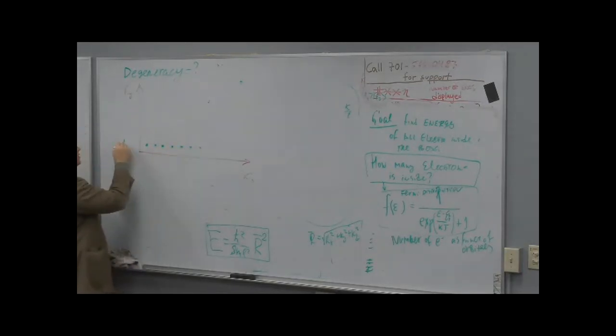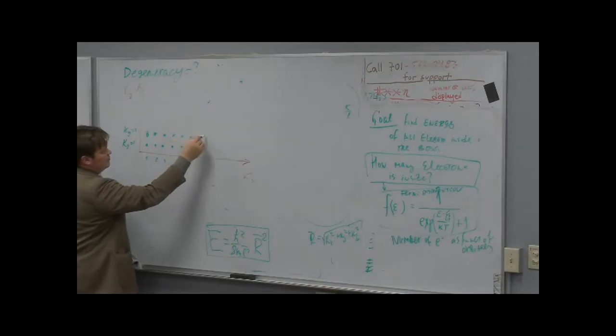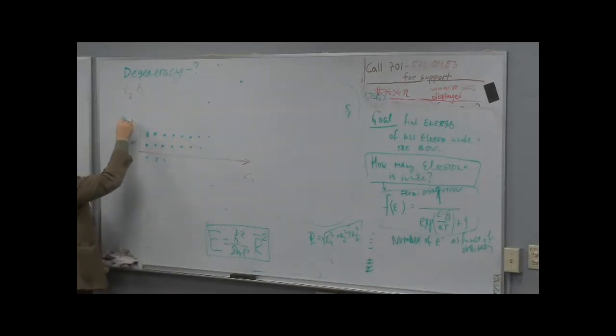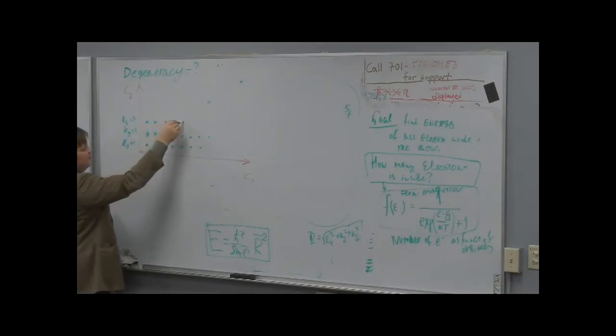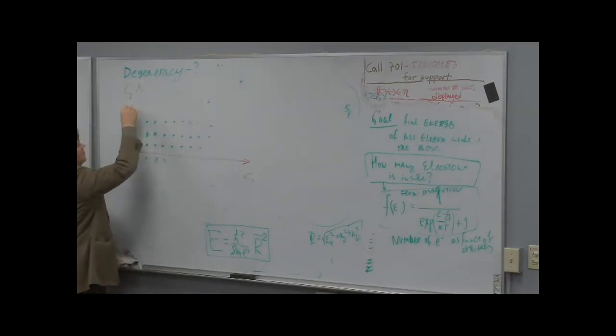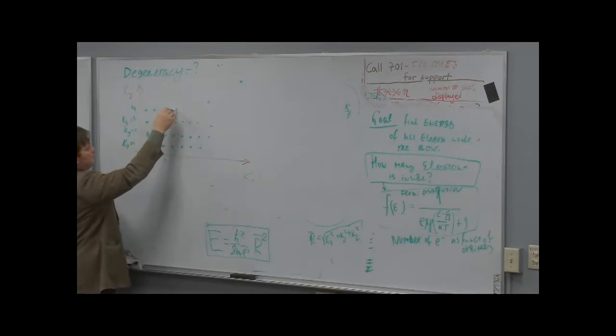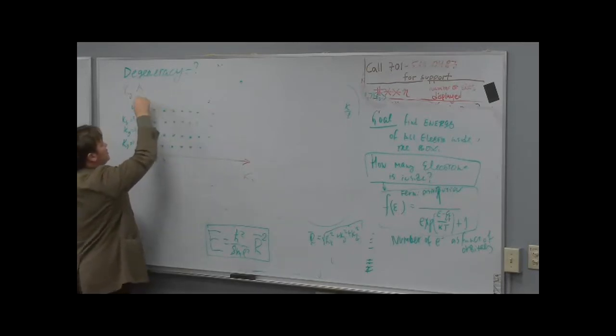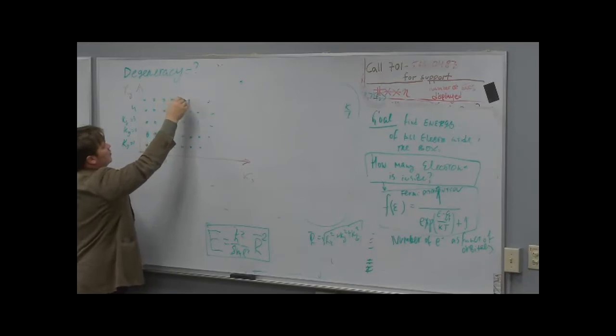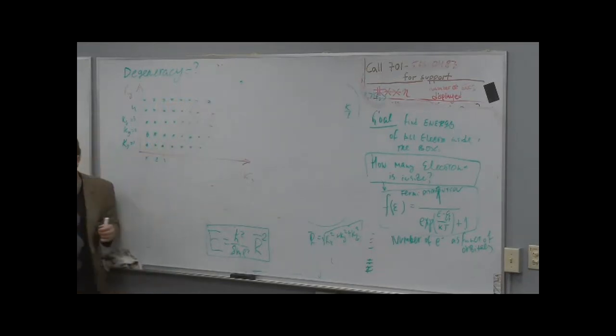So here is ky equals 1 and kx equals 1, 2, 3, and so forth. With ky equals 2 and kx equals 1, 2, 3, 4, 5, 6, and so forth. Ky equals 3 and kx equals 1, 2, 3, 4, 5, 6. So it is a space of quantum numbers, of quantum states.